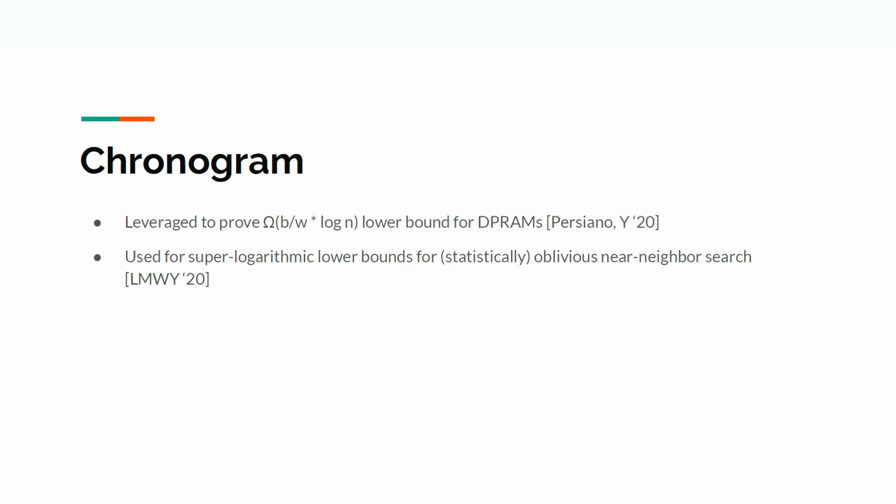One is my previous work with Pino here that showed logarithmic lower bounds for differentially private RAMs when B is greater than or equal to W. In fact, the techniques we use here build on top of that paper. I'd also like to note that it's also used to prove super-logarithmic lower bounds for statistically oblivious near neighbor search, but that technique is slightly different. So the specific techniques here build on top of the first paper.